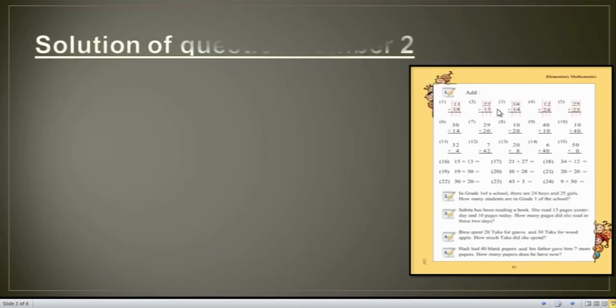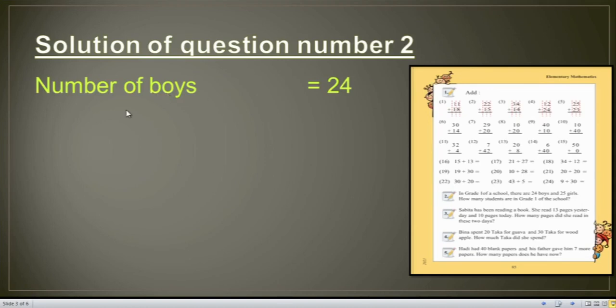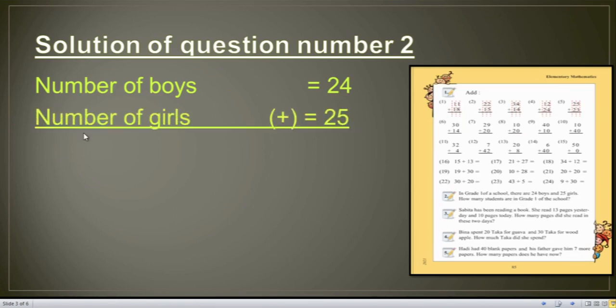In the first line, you should write the solution of question number 2, and then write the number of boys. We can see that in the question the number of boys was 24, and in the next line, we can see that the number of girls is 25. And since it is a question of summation, a question of addition, you should write this plus sign whenever you try to solve this question. So in the final line, we should write that total is equal to 49.